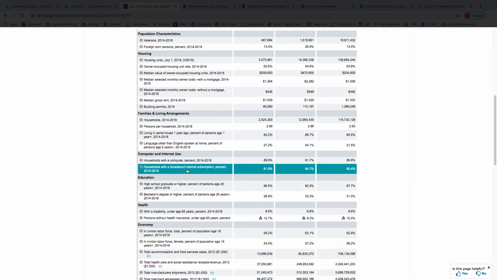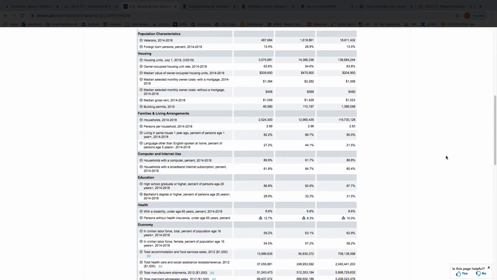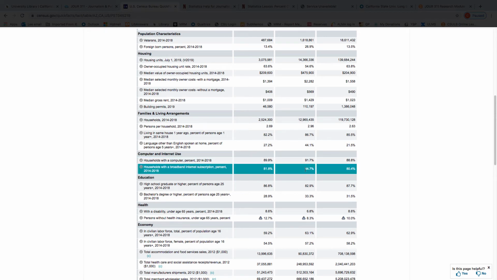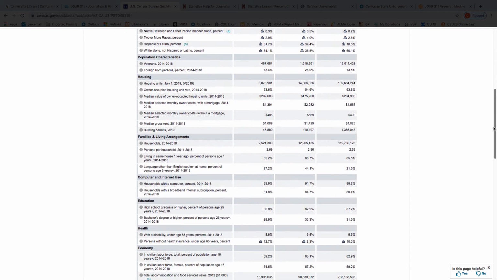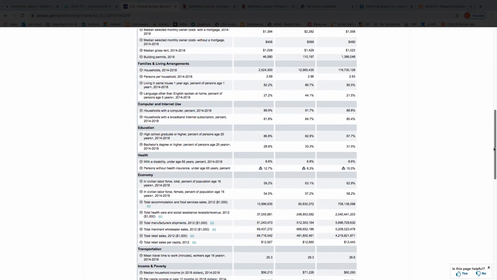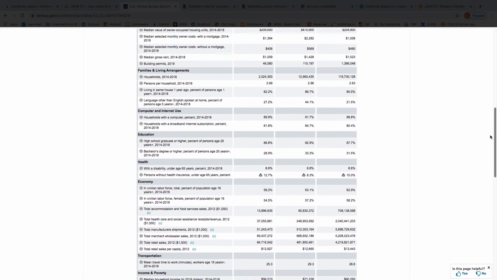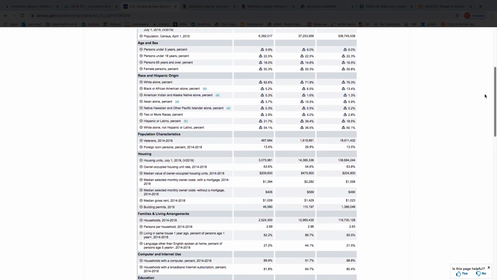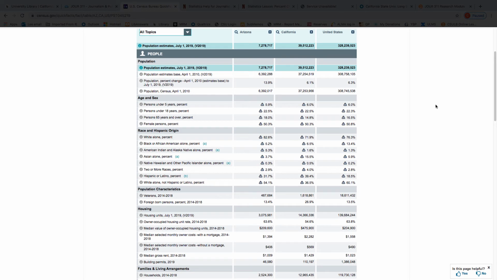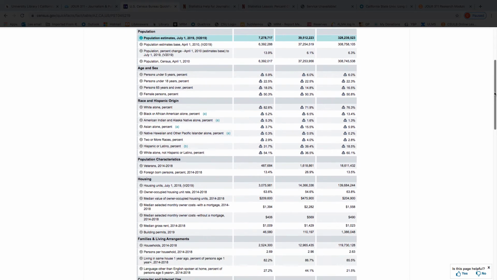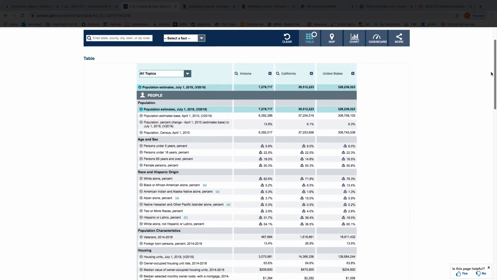Then we also have households with broadband internet subscription. We have 81% in Arizona, 84% in California. So you can see that the digital divide is still there. In California, 15 to 16% of households still do not have a broadband connection. There are many statistics that you can get here: wealth, poverty, health insurance, home ownership, basic ethnicity, age, sex. It's a very, very useful tool and very simple to use.